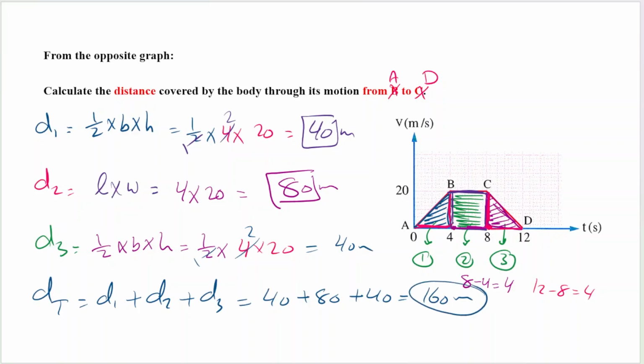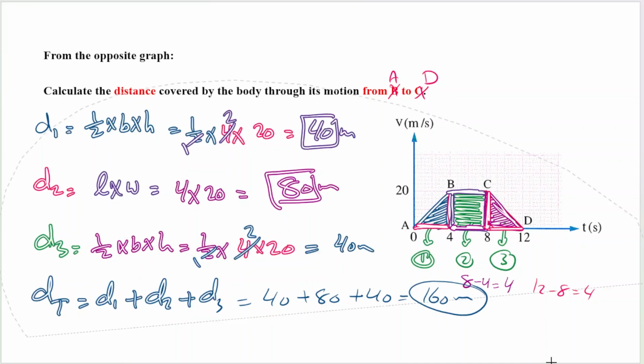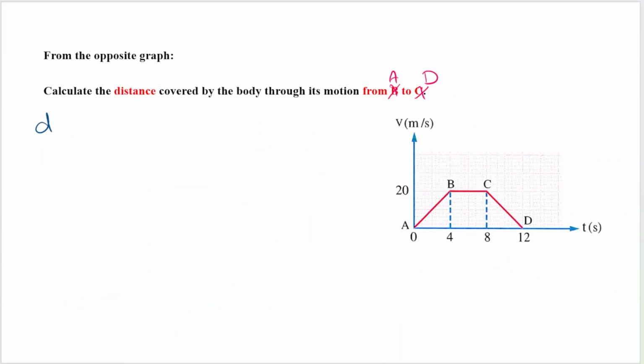Done. Can you see? This is a long solution, right? I have a smarter one, a shorter one. This shape is called a trapezium. We can find the area of the trapezium directly. Area of trapezium is equal to half times base 1 plus base 2 times height. This is base 1. This is base 2.